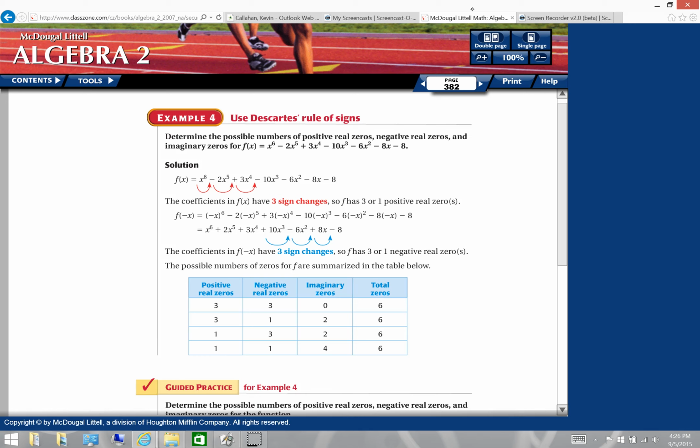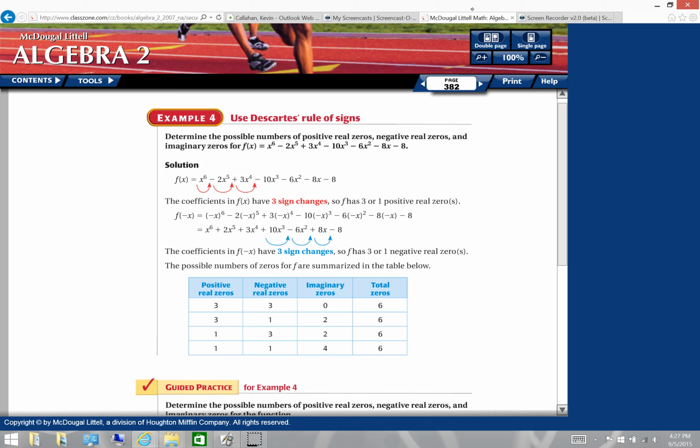The 2x to the fifth is now positive. The 10x to the third is now positive. And the 8x is now positive. So this changed the sign of those terms only. Now count the changes in the signs of the terms. It's positive, positive, positive, positive, negative, positive, negative. So how many changes of sign was that? That was 1, 2, 3. So the most negative real zeros is 3. All right? But it could be less than that by an even number. So it could be 3 or it could be 1.